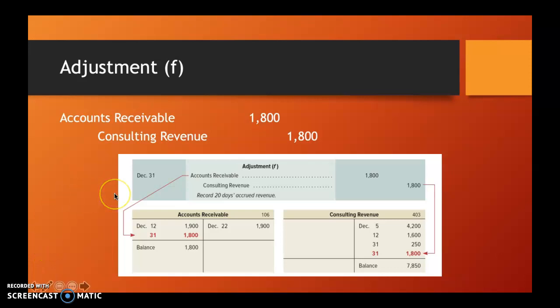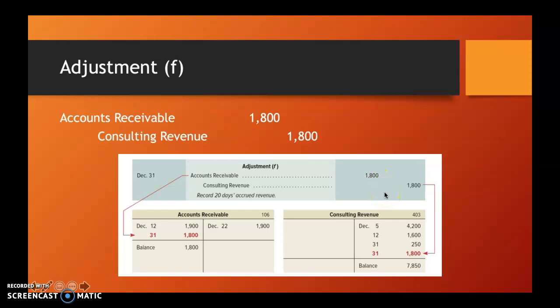But just to recap what I was saying, this $1,800 that we're recording in revenue represents 20 of the 30 days of revenue that we've already performed. We haven't received that $1,800 yet, but we've performed 20 of the 30 days of consulting. So we would record $1,800 in revenue and have that asset, accounts receivable, waiting. That means we've earned $1,800 worth of money that we haven't received yet.